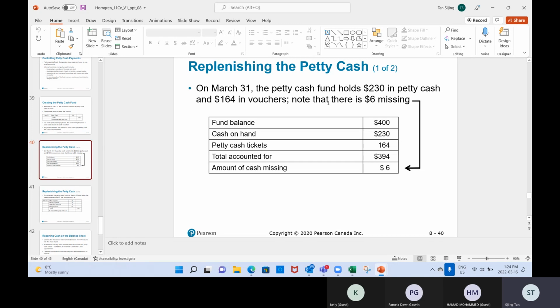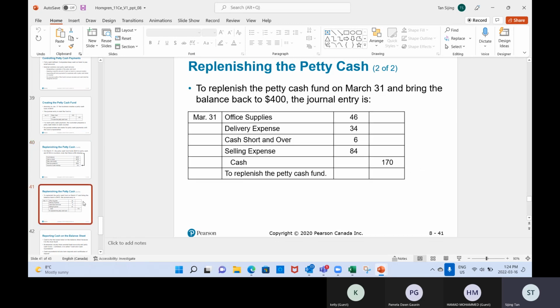And 164 is the petty cash tickets. The total amount when we add all those up, these are tickets that have been used, which we took for post office, maybe $5, those very small expenses. When we add those two up, you will see we only have $394, which means we're short $6, right? Because our total amount should be 400. Now it is 394 plus 6 shortage. Now we need to replenish, so we need to put the money back to make it $400 again.